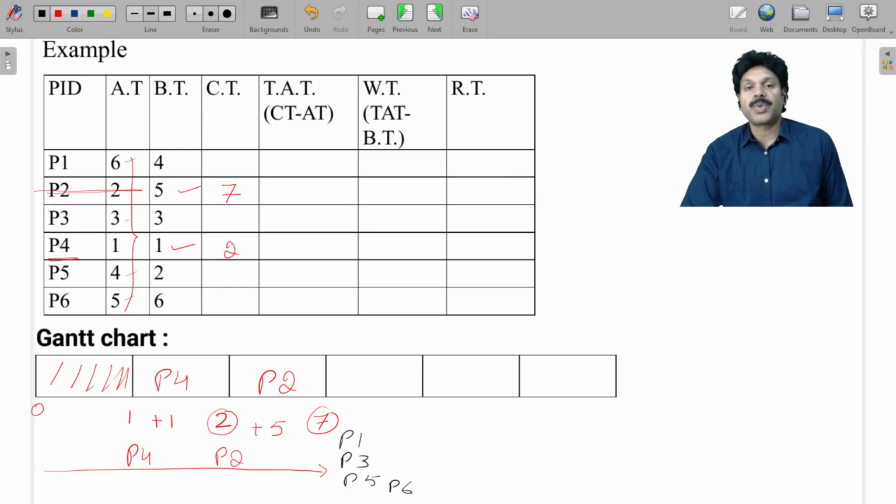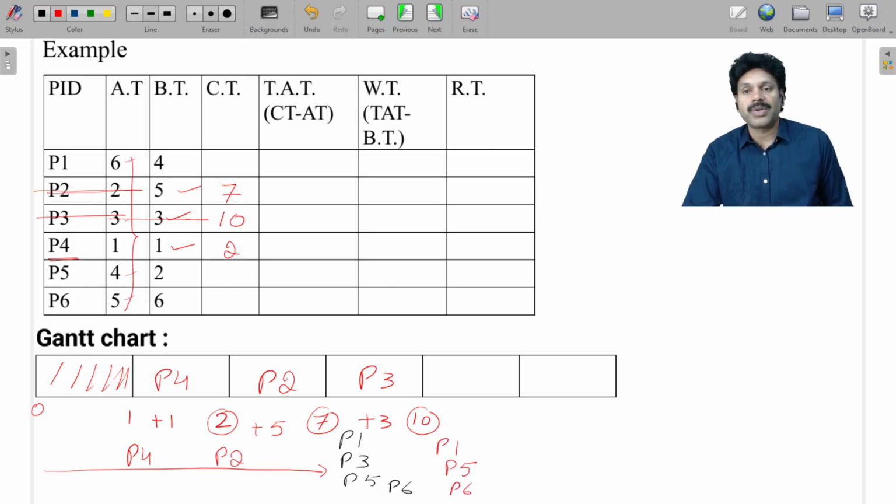Among them, which process has come earlier? This process has come earlier, P3. So let us send P3 to the CPU. P3 is executed for 3 units of time, and by 10 it gets completed. And the rest of the processes are in the ready queue: P1, P5, and P6.